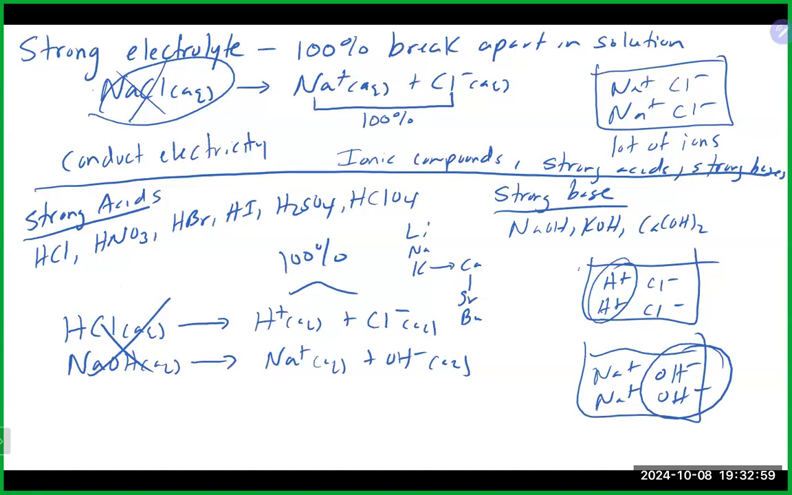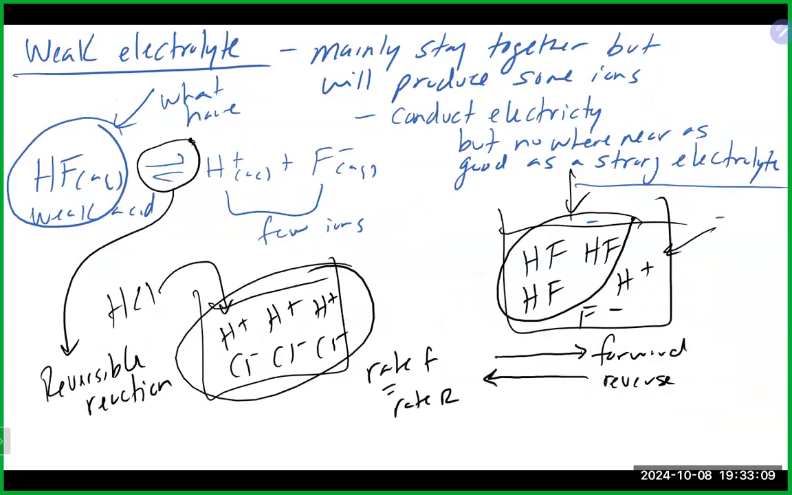And that's different than in a strong electrolyte, with one-way arrows. Everybody's just dumping out on the product side. There's nobody coming back together. They're just going to completely break apart. In a weak electrolyte, they're pretty much just going to hang together, and just a little bit of it is going to break apart. And again, we'll have both directions.